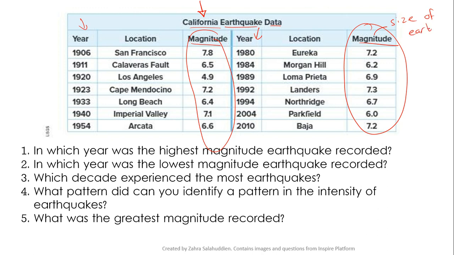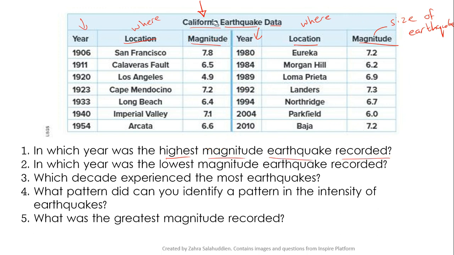So now I know that I have the year it was and the magnitude, the size of the earthquake. Location tells me where it happened, the place. They may ask you any question about this table. I have just made a few examples. So let's look at the first one. In which year was the highest magnitude earthquake recorded?